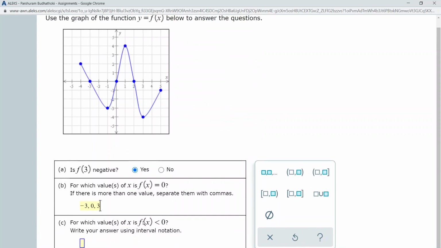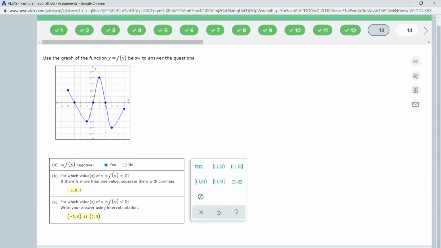And for which value of x is the function negative? As you can see, from -3 up to -1 the function is negative. From +2 to +5 the function is again negative. We need to use interval notation. So parentheses from -3 comma to 0 parentheses. We have to use parentheses because at -3 and 0 the values are 0, and up to 0 it's negative. And there is a union from 2, again parentheses, 2 comma 5, up to 5 it's negative, parentheses. So in this interval the function value is negative.